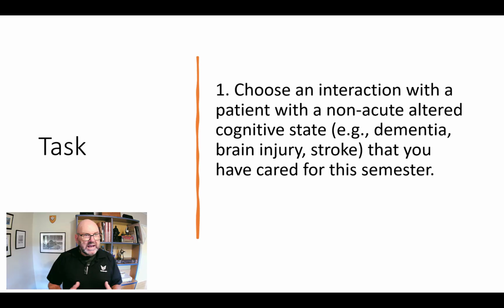So the first task is to choose an interaction with a patient with a non-acute altered cognitive state. So this might be someone who has an organic change that has led to a dementia, some form of TBI perhaps that's left permanent damage, a stroke that's left ischemic damage, and that's had an impact on the person's cognition. Some other examples that you might have the opportunity to look at might include things such as alcohol-induced dementia. It may be from dealing with people that have learning disabilities, they have neurodiversities such as an attention deficit disorder, or they're on the autism disorder spectrum.